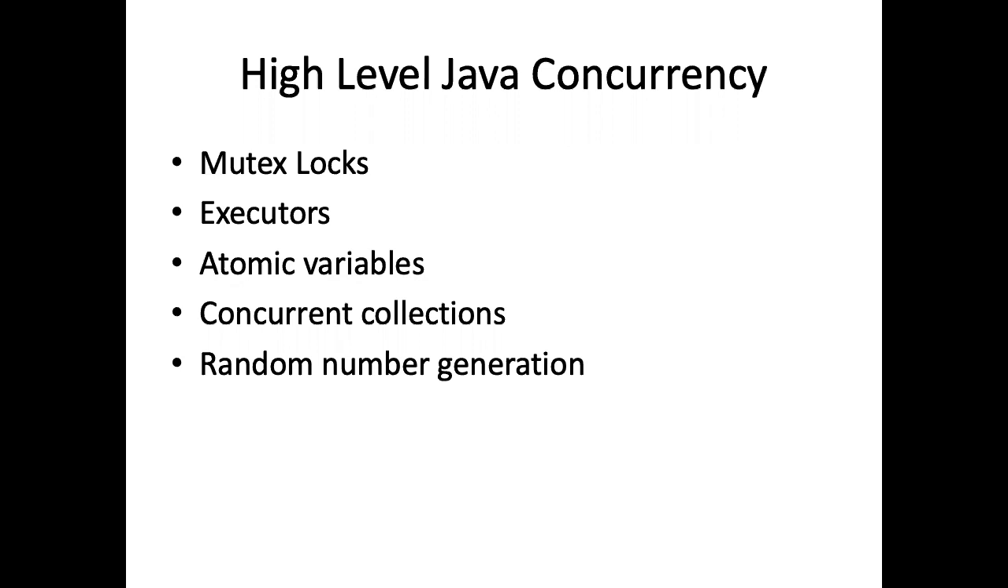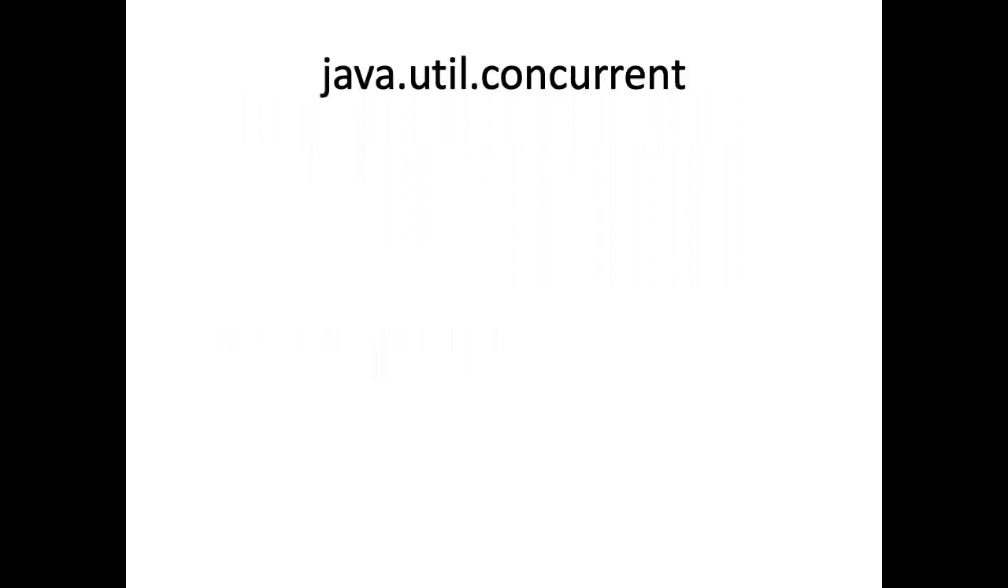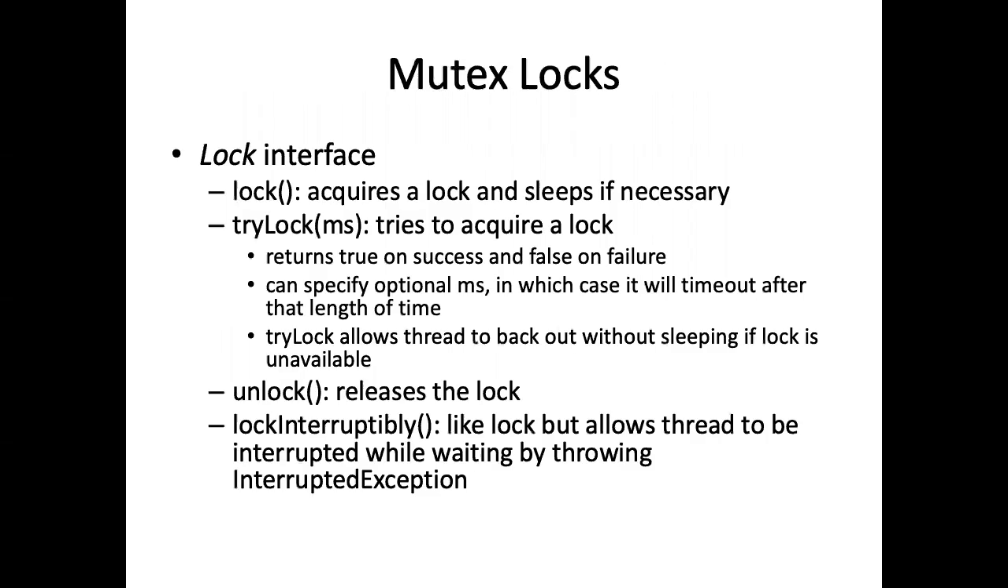So we'll start out with the mutex locks, and we may or may not finish them today, but at least we can get started. So all of these new inventions come from the java.util.concurrent library. So you have to import from java.util.concurrent. The first thing they introduced, I believe this was in Java version 7, was a new lock interface.